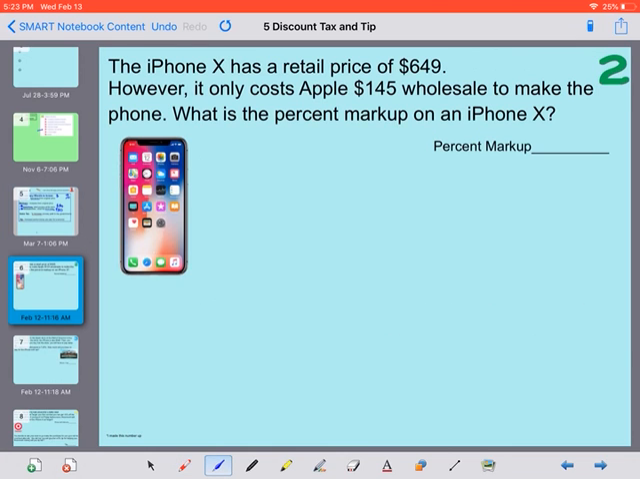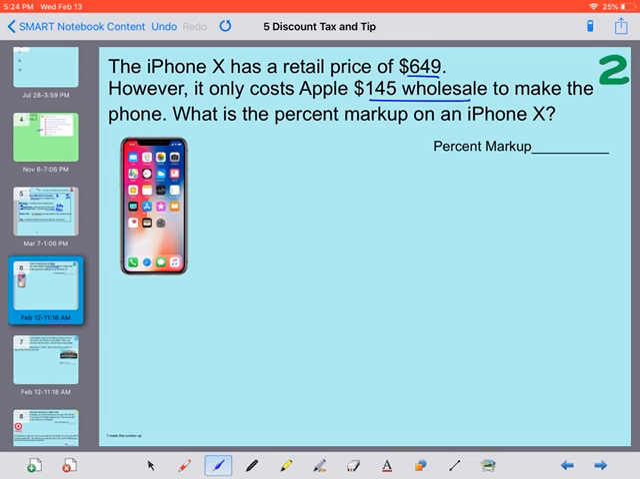So let's take a look at an example. In this example, we're looking at an iPhone X. So it says the iPhone X has a retail price of $649. However, it only costs Apple $149 wholesale to make the phone. What is the percent markup on an iPhone X? So we have 2 numbers in here, 649 and 145. One of them is the wholesaler, what the store pays, and the other is what you pay.